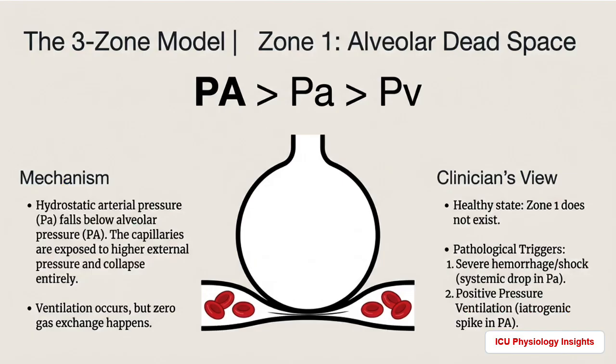So, what's the clinical takeaway from these zones? Well, Zone 1 is essentially wasted ventilation. We call it alveolar dead space.